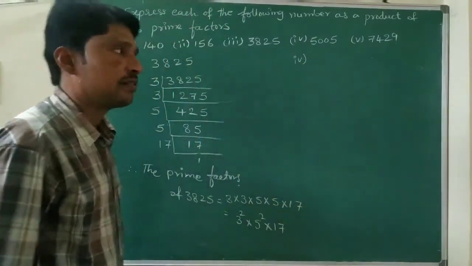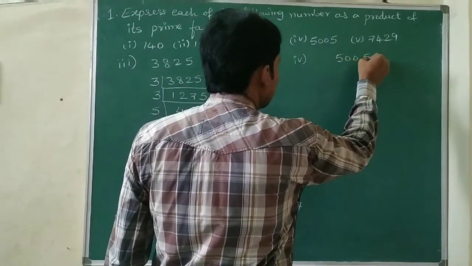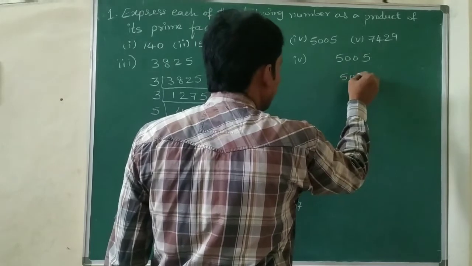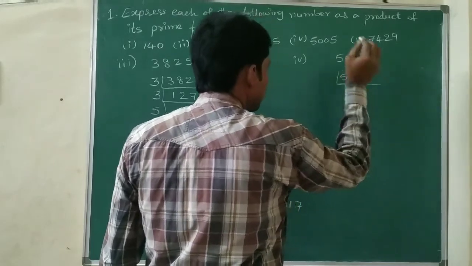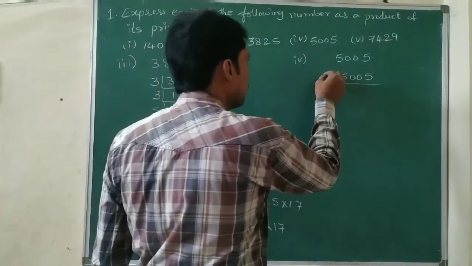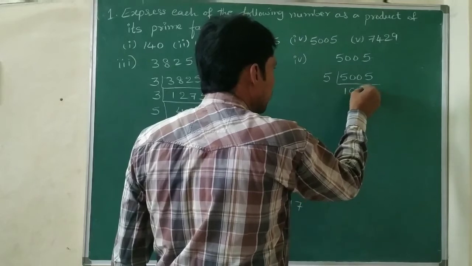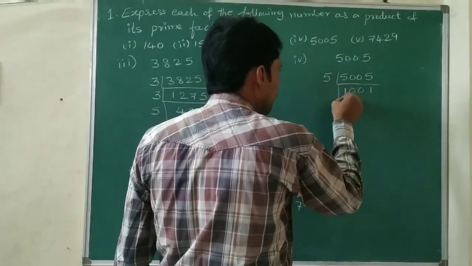Fourth one, that is 5005. So 5005, what is the unit digit here? Unit digit is 5. 5 means it is divisible by 5 only. So 5 table I am taking. 5 1 is 5. 0 as it is. Again 0. 5 1 is 5.